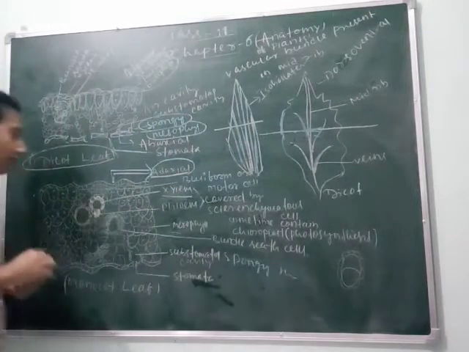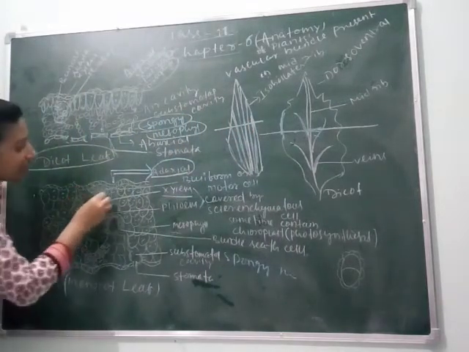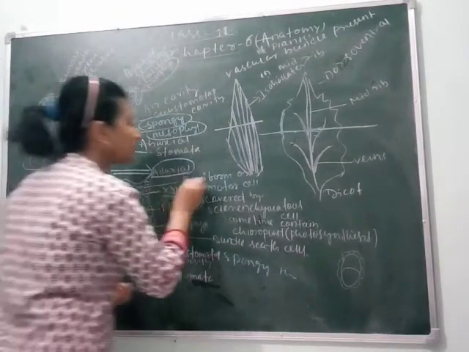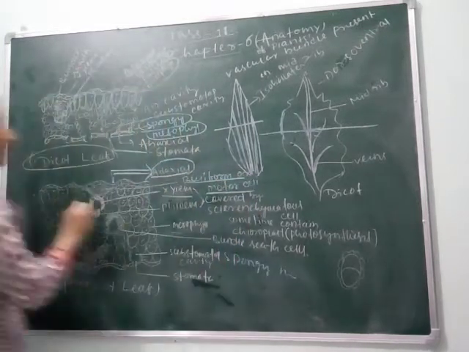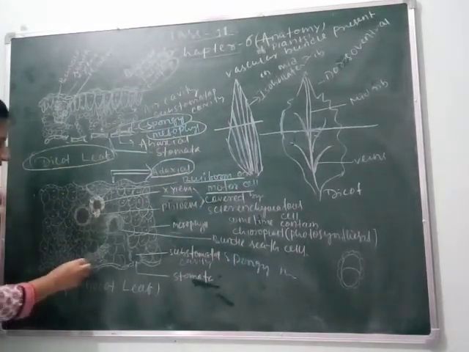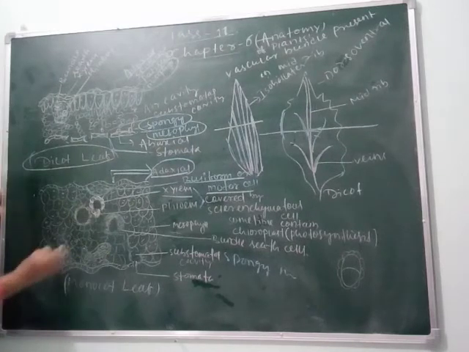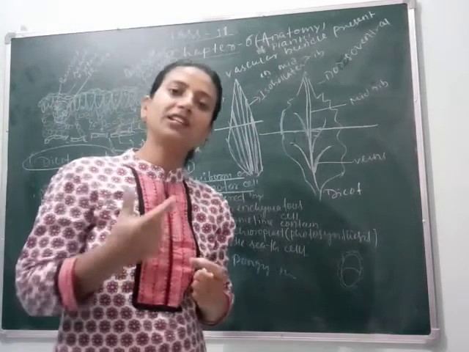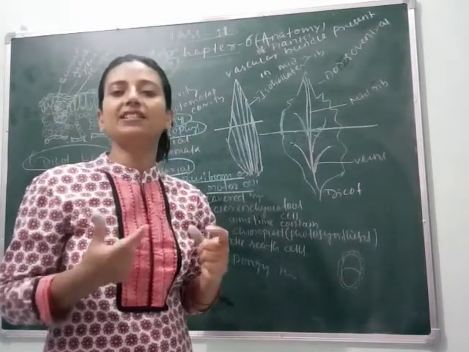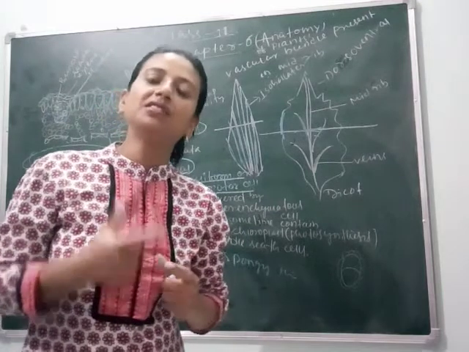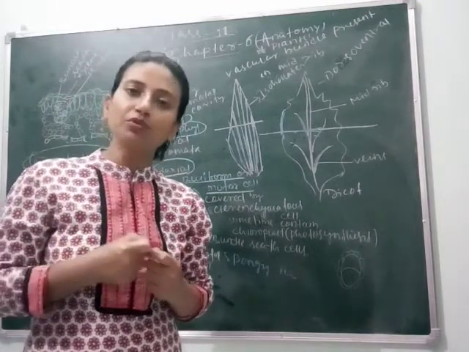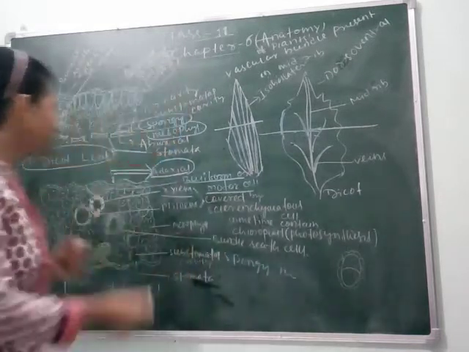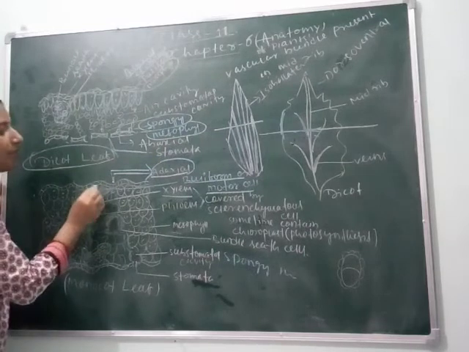Here is one point I have to tell you about this cell you can see. This is called the bulliform or motor cell. This is most important. This cell is called bulliform or motor cell. These are present at regular intervals. Their main function is to change or curl the leaf by changing the amount of water. Means during high temperature, to reduce water loss, the bulliform cells lose water and the leaf curls. Clear? So these are the specialized cells present in monocots.